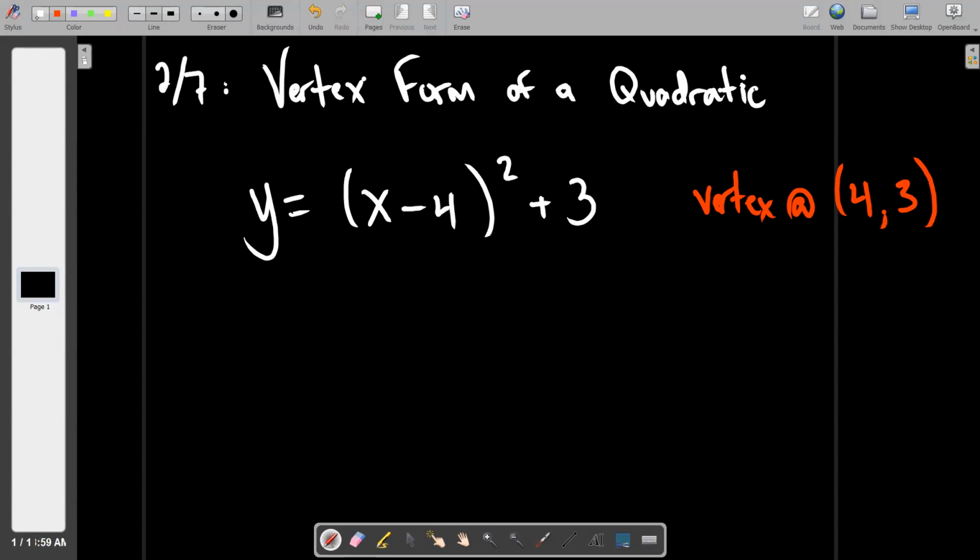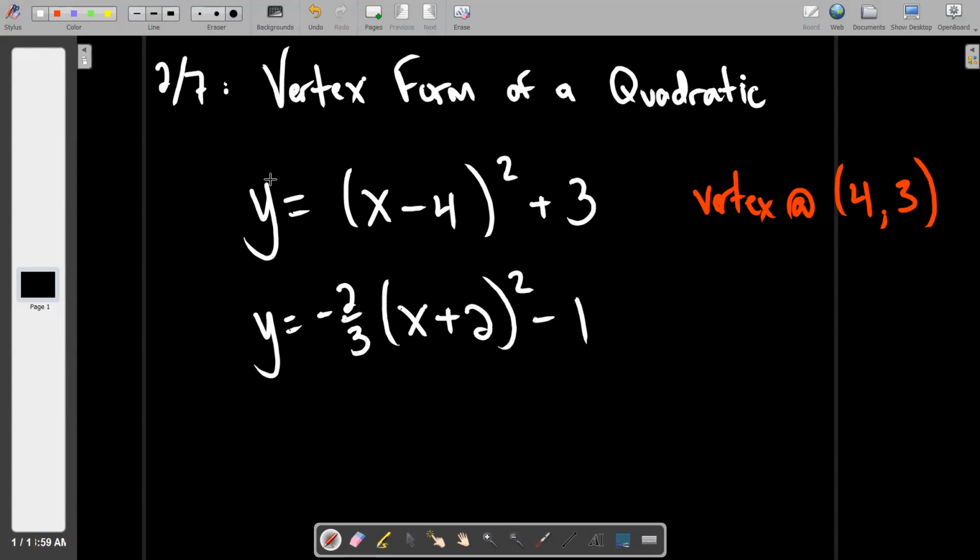Let me give you another one here. I can tell you if we had this, that this one has a vertex at -2, -1, right? We could do this all day. The vertex just plops right out. When you have a quadratic equation that has been written in its factored form like this, the vertex is right there. Boom. No A, no B, no math.